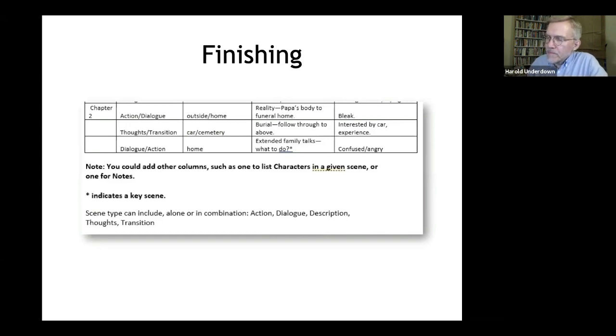And finally, they return home, and there's another key scene where his whole extended family is in the apartment talking about what to do. And his stepmother is angry and upset, making it clear that she can't keep the two boys on her own now that their father is dead. So there's a lot going on here.